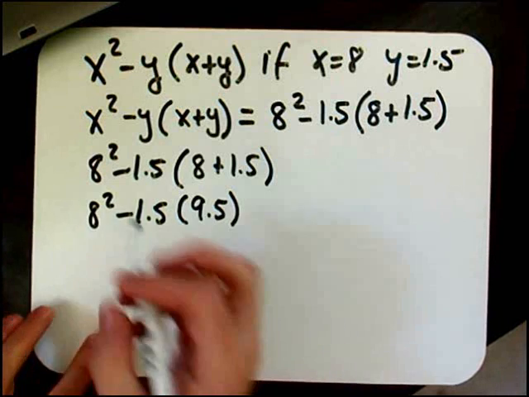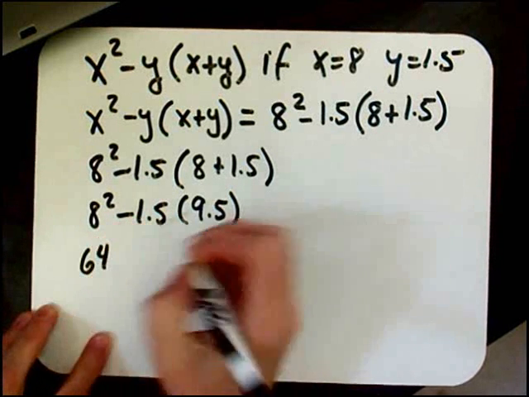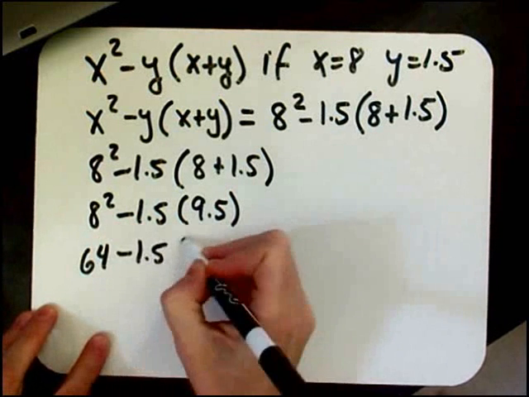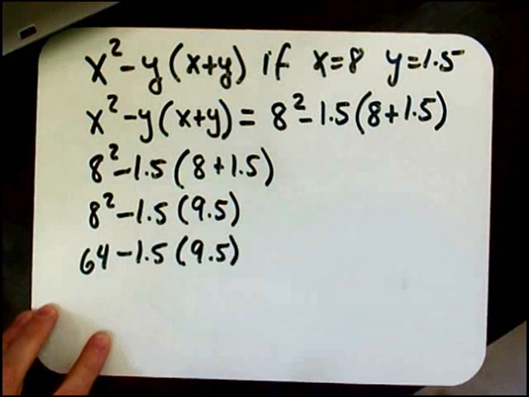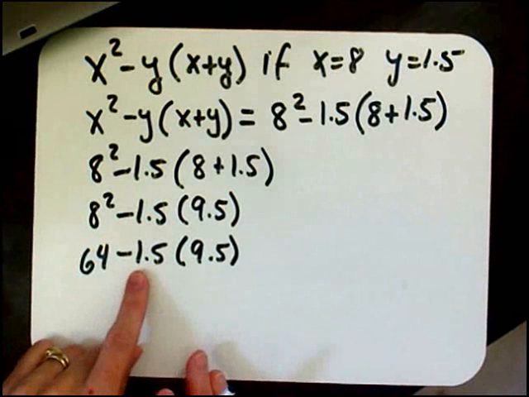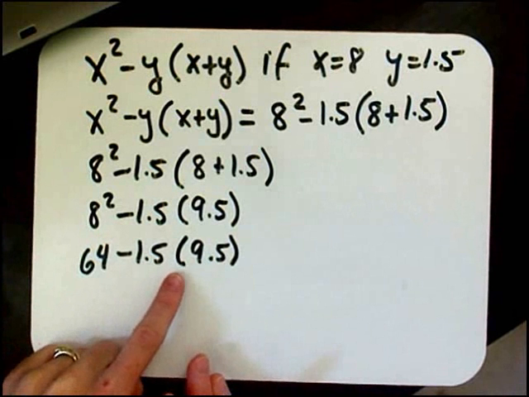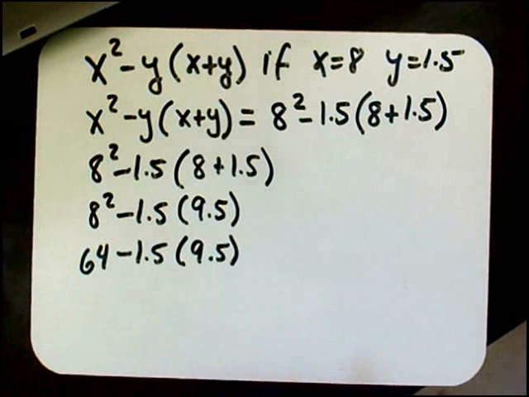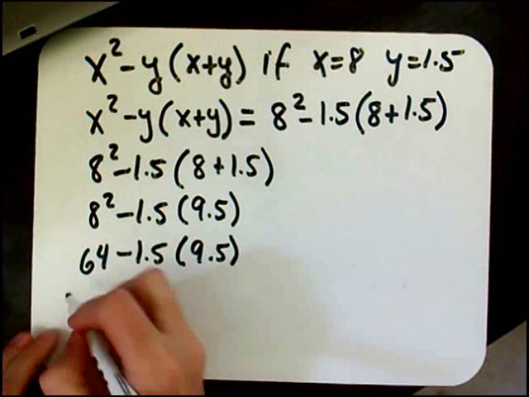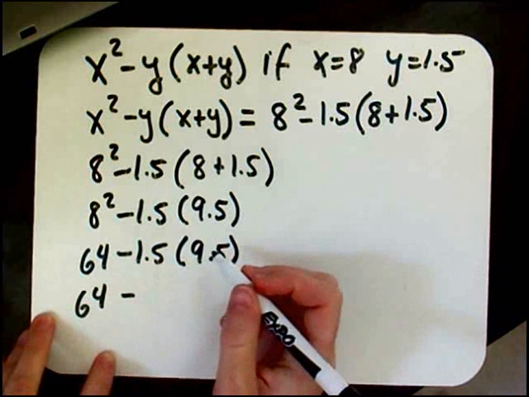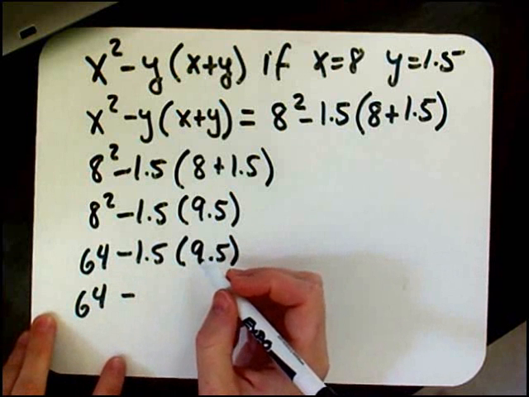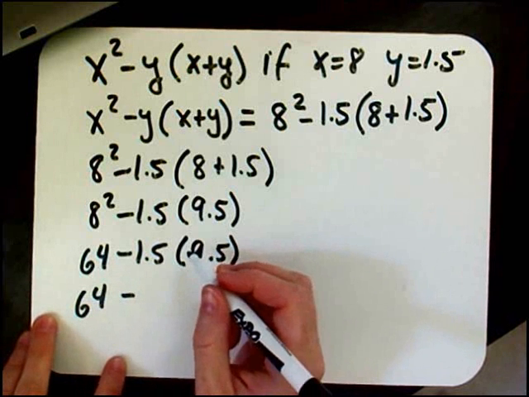8 squared is 64, minus 1.5, open, 9.5, close parentheses. Again, 1.5 next to a parentheses indicates multiplication. So that's our next step, multiplication. So we have 64 minus 1.5 times 9.5, and that's 14.25.